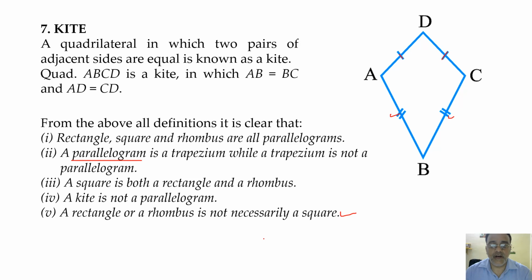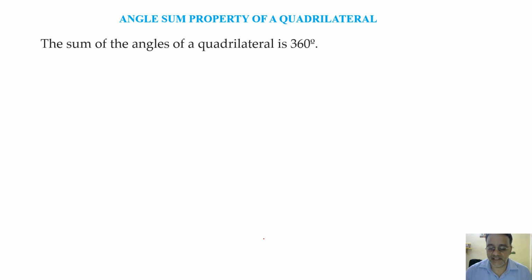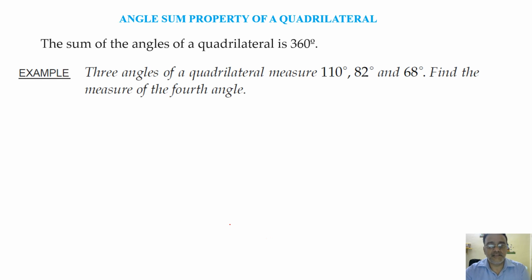Okay. Yes, sir. So now we'll move towards the next topic, angle sum property of a quadrilateral. The sum of all the interior angles of a quadrilateral is equal to 360 degrees, right? Now based on this, let us have one question. Suppose three angles of a quadrilateral are given, 110 degrees, 82 degrees and 68 degrees. And we need to find the fourth angle.